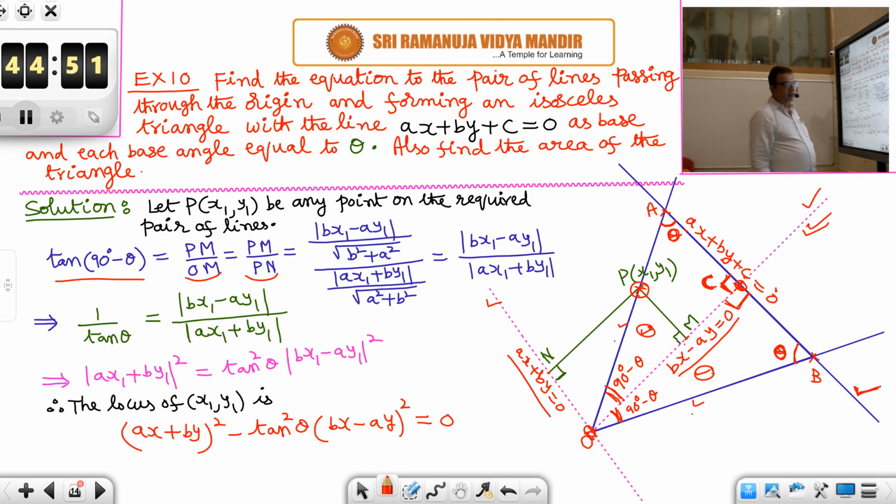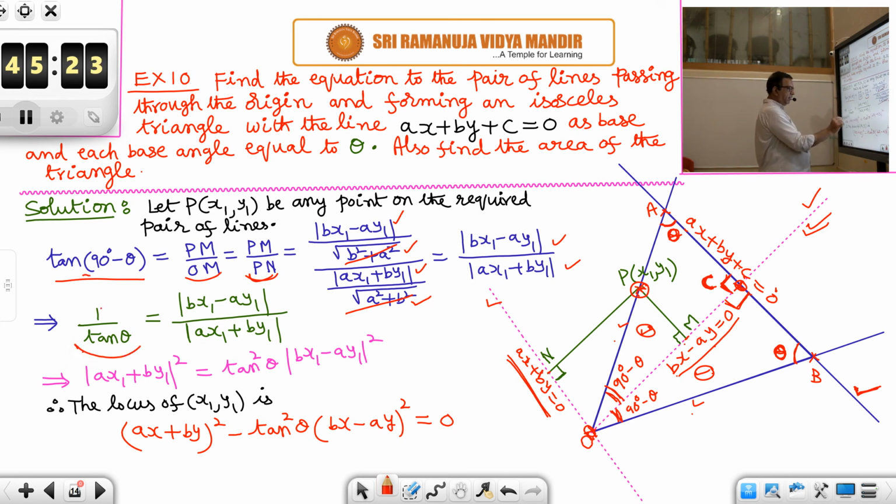But PM is what? The distance from (x1, y1) to the line bx minus ay is equal to 0. So mod of bx1 minus ay1 by root of a square plus b square. What is the denominator PN? It is the distance from the point (x1, y1) to the line ax plus by is equal to 0. So mod of ax1 plus by1 by root of a square plus b square. Root of a square plus b square is cancelled out. So you got this. But tan(90 minus theta) is cot theta.